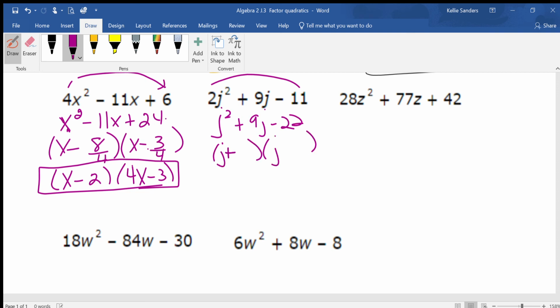J squared plus 9j minus 22. J plus j minus 22, 11 and 2, because the bigger number comes first. Divide by 2. 2j plus 11, j minus 1.